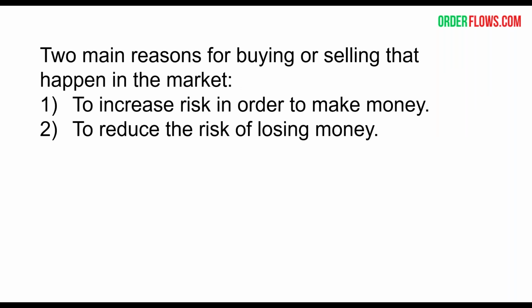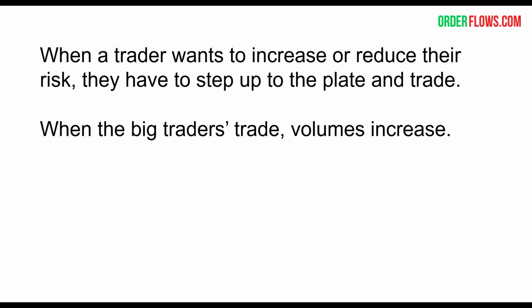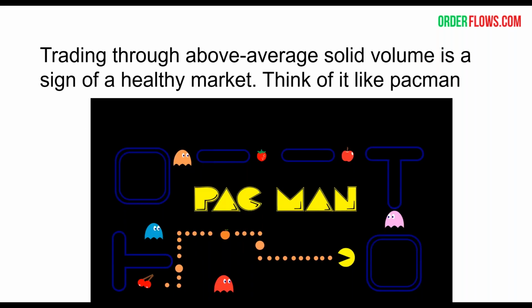Now, when you really think about it, people trade on an institutional level for two reasons, right? One, to increase their risk in order to make more money. They're going to put on bigger positions. Their risk is going to increase because they want to ultimately make more money in the market. Or two, they want to reduce the risk of losing money in the market. And when a trader wants to increase or reduce their risk, they have to step up to the plate and trade. And when big traders trade, volume naturally is going to increase. And when the market starts trading through above average solid volume, it's a sign of a healthy market, right?